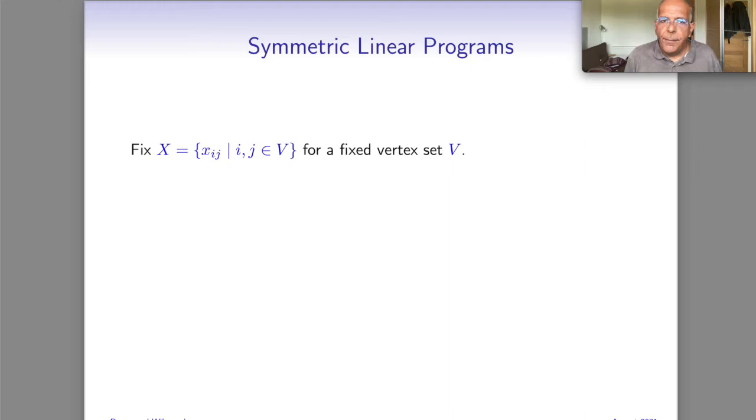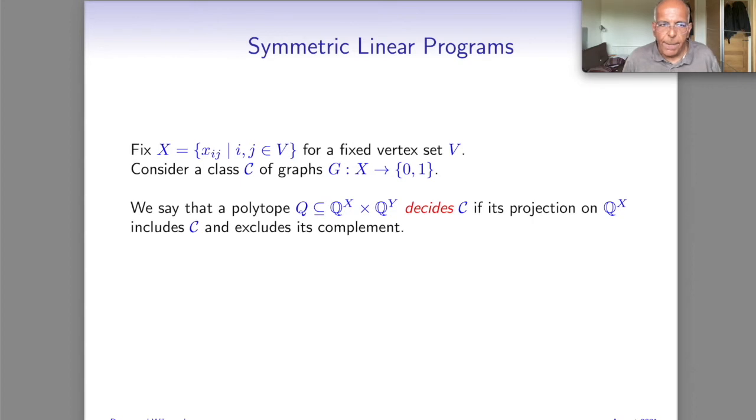So once again, we have a fixed vertex set V of vertices of a graph, for example, and we fix the set X of variables, which are Boolean variables indicating the potential edges of a graph. And a graph G is then a function from X to {0,1}. And we take a class of such graphs. So we fix the vertex set V.